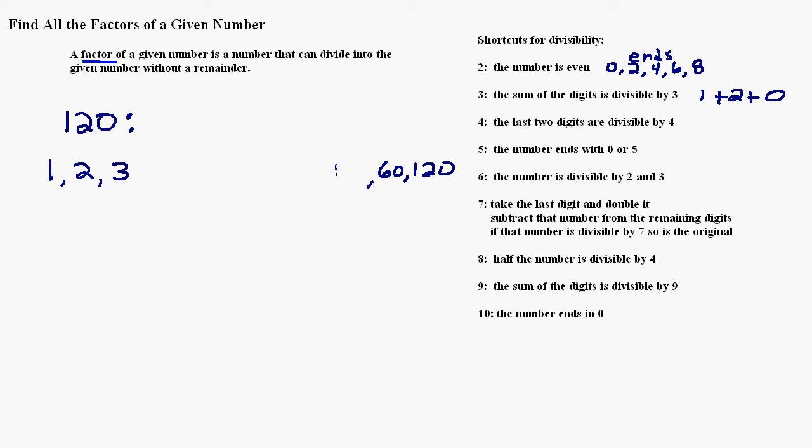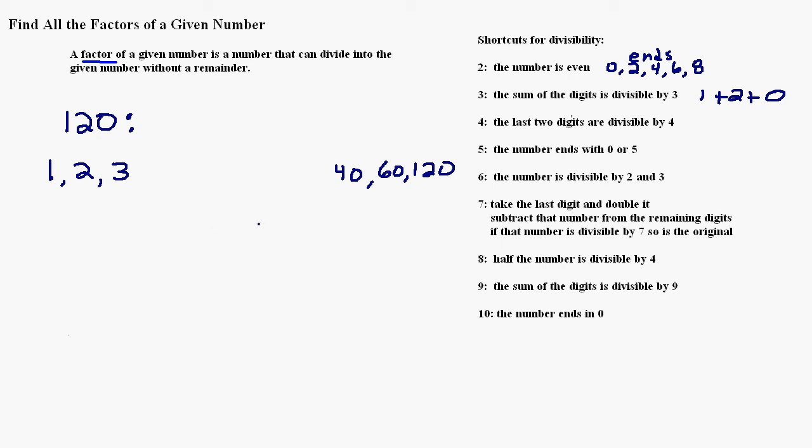Now notice my numbers are getting closer and closer together. When you start this, you're thinking, oh my gosh, am I going to have to check 1, 2, 3, 4 all the way to 120? No, because the only numbers I'm going to have to check now are between 3 and 40. See, my list is getting much, much smaller, and these are going to keep getting closer. Any factors now are going to have to be between 3 and 40.